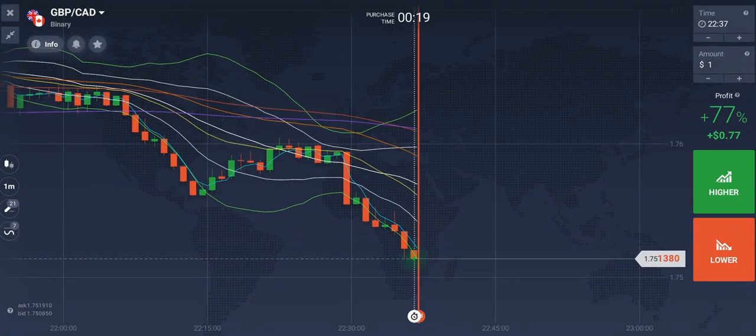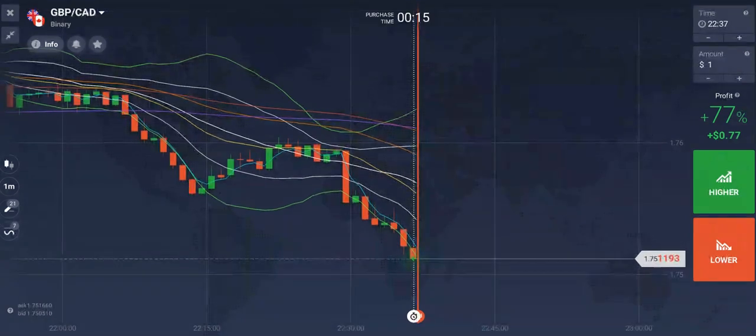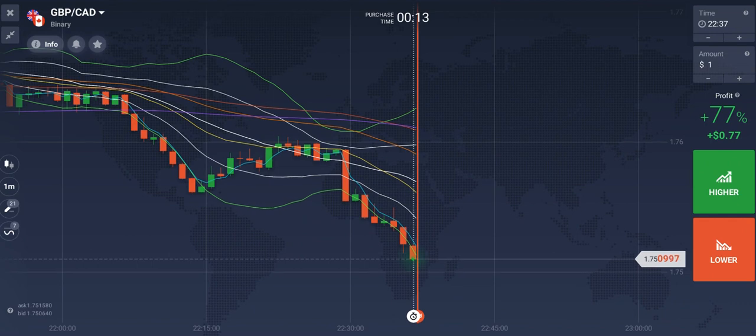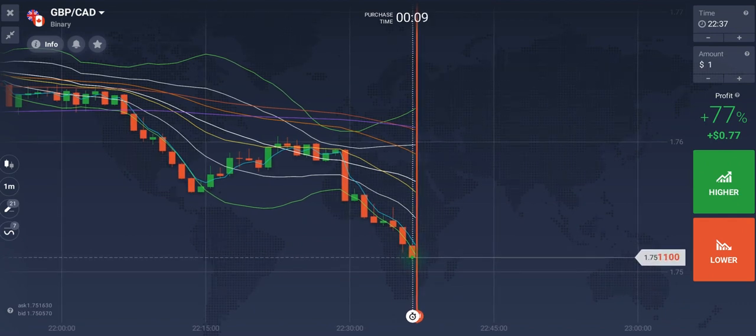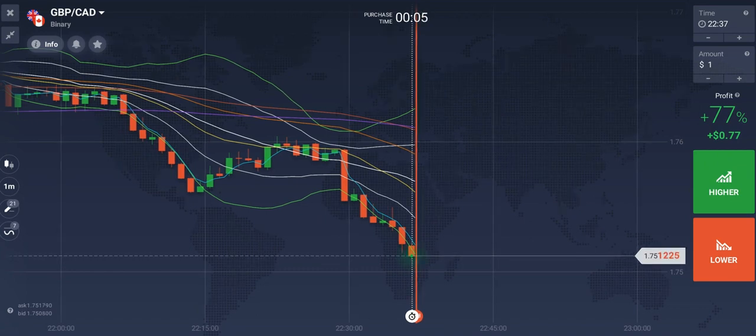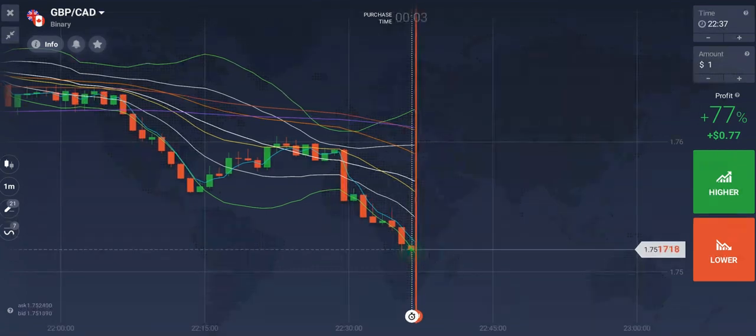But before we talk about trend surfing, I need to talk about how the Bollinger Bands play an important role in trend surfing, as well as the EMAs. So before that, let's go to the tutorial session.